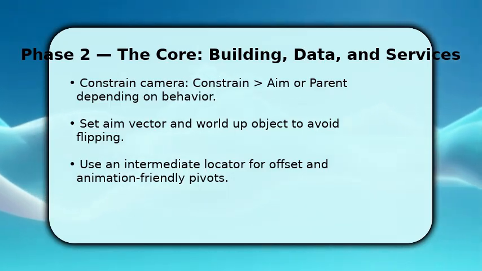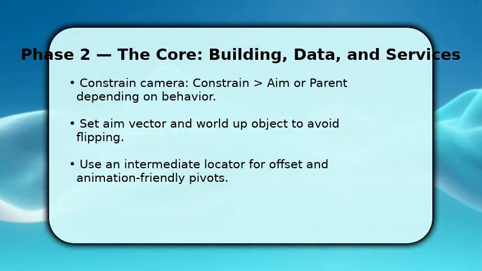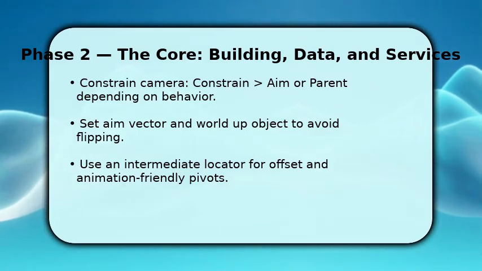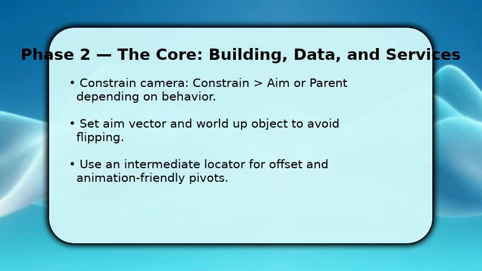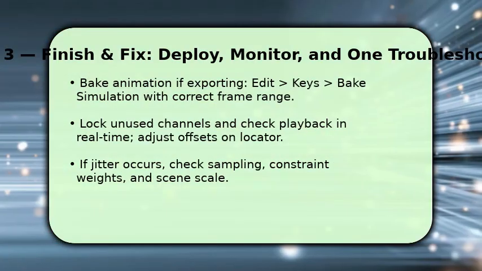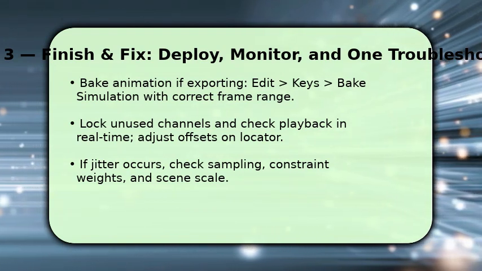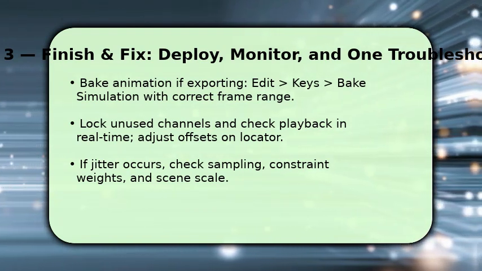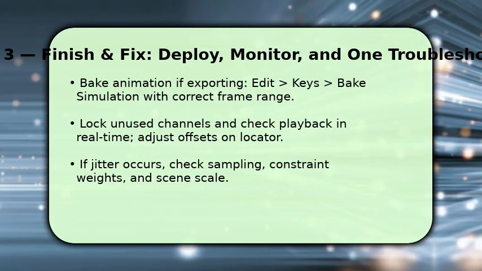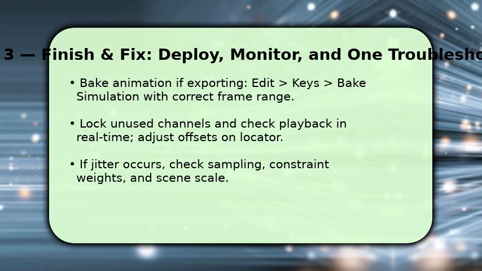To preserve framing, create an intermediate locator between camera and constraint so you can offset distance and rotation without breaking keyframes. This locator makes animation and adjustments non-destructive. Once your constraints look right, lock unused channels and scrub the timeline to verify motion. If you need baked curves for export or simulation, use Edit keys Bake Simulation for the correct frame range and options. Make small offset tweaks on the intermediate locator while previewing.